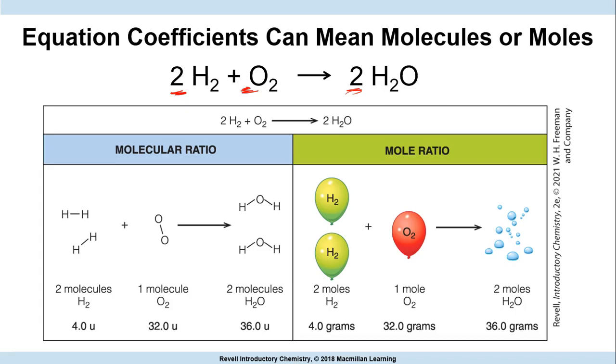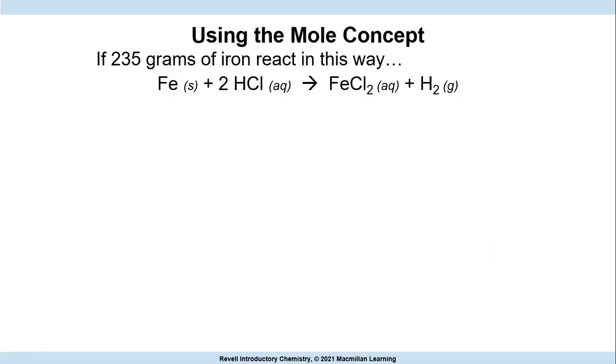Now, we can also look at it in this second way, in terms of moles. When we look at it in terms of moles, we will say that 2 moles of hydrogen reacts with 1 mole of oxygen to give us 2 moles of water. This is very important. The balanced chemical equation is your first asset. If you don't have that, you are going to fail. Now, let's see how we can use the mole concept here.